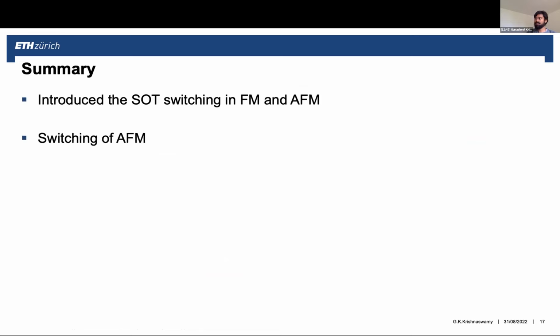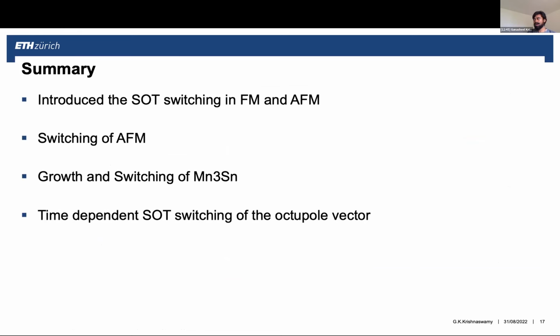So I very briefly introduced how spin-orbit torque switching can be used to reorient the order parameter in an antiferromagnet, switching of antiferromagnetic order with this method, growth of manganese 3 tin, and how you can measure the anomalous Hall effect, and how the switching of the octupole vector in this material is really time dependent, which is an interplay of the temperature and also how strong your spin-orbit torque is when you're pulsing through this.